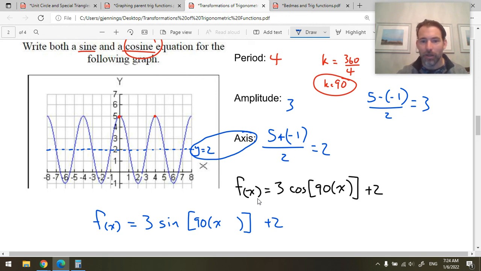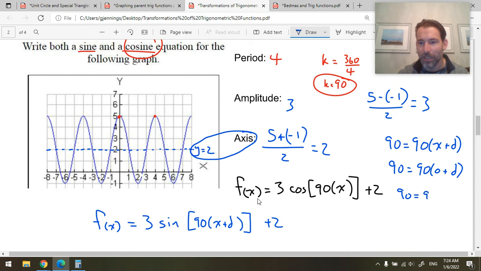So if I have in here plus some value d, and I want that to equal 90, well, I would say 90 equals 90 times x plus d. But I know x is 0 because I want that to be my y-intercept. So 90 equals 90 times 0 plus d. Now I have one equation and one unknown. 90 times 0 is 0. 90 times d is 90d. 90 equals 90d. And we see here d is 1.